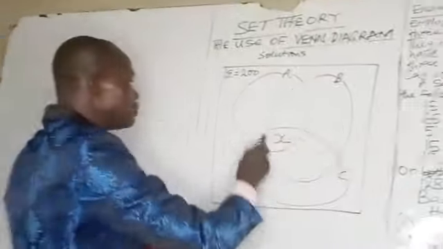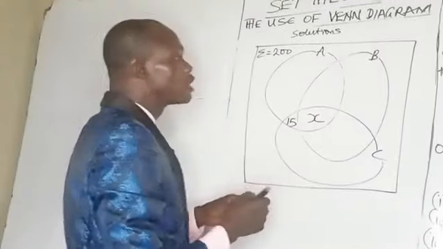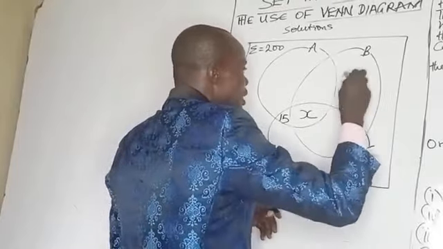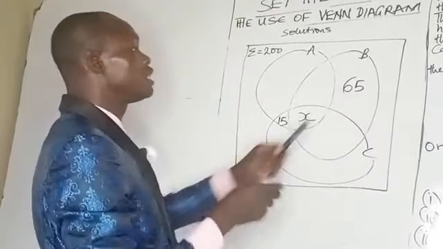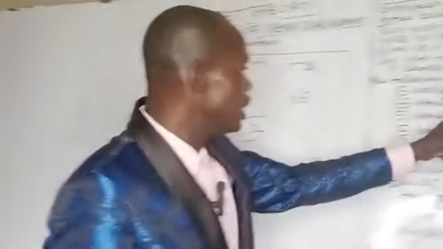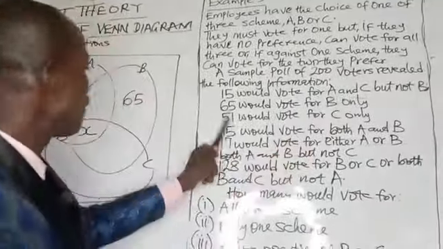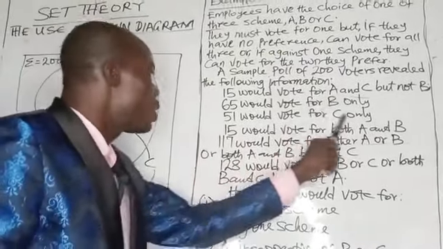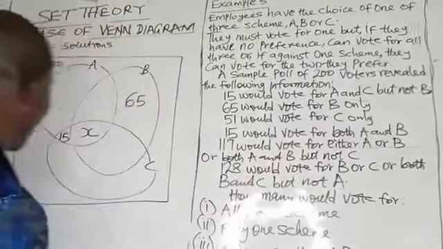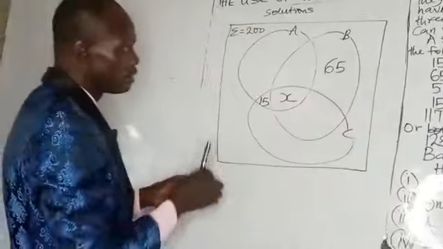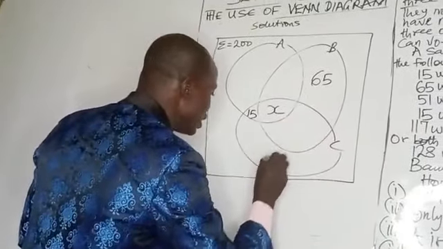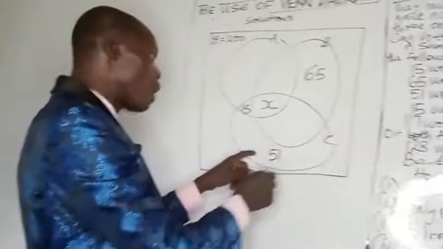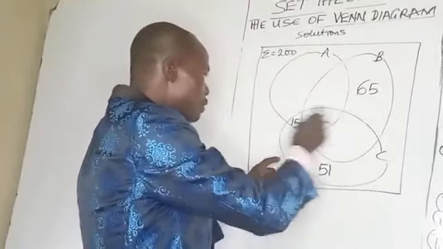65 will vote for B only. This is B, but the question puts only there. That means this is the region involving only B, so you put that to be 65. Now, 51 will vote for C only. Because of this only, this is the region involving only C. So take note of that. But if the word only is not there, the whole of the circle will have been 51.